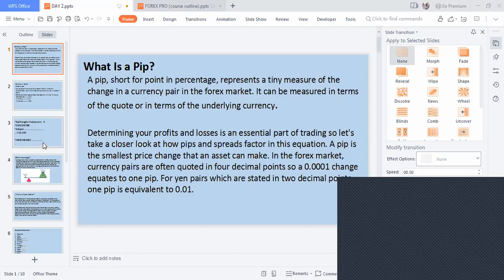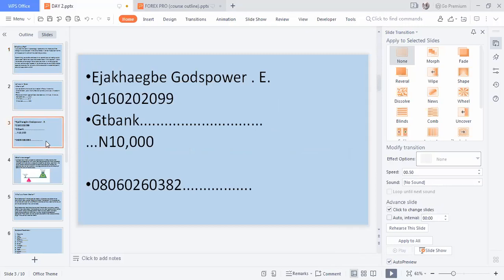The advanced class goes for a token. And that token is what? 10,000 naira. I repeat, the advanced class goes for a token, and that token is 10,000 naira.